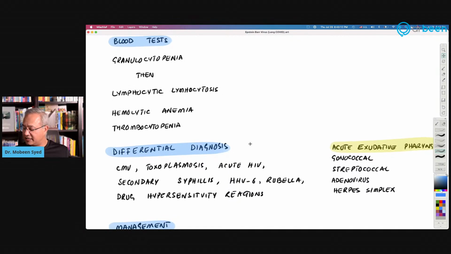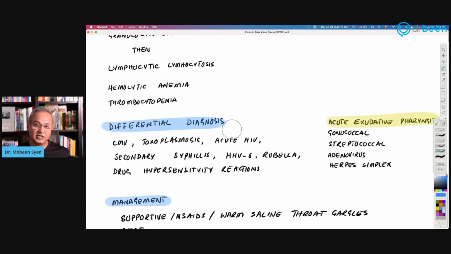Now, the differential diagnosis of EBV. Cytomegalovirus can cause similar symptoms. Toxoplasmosis can cause similar symptoms. Acute HIV causes these symptoms. Secondary syphilis, HHV6, rubella, drug hypersensitivity reactions. And now, after we'll discuss this, SARS-CoV-2: it is possible that even SARS-CoV-2 may have some similar symptoms.